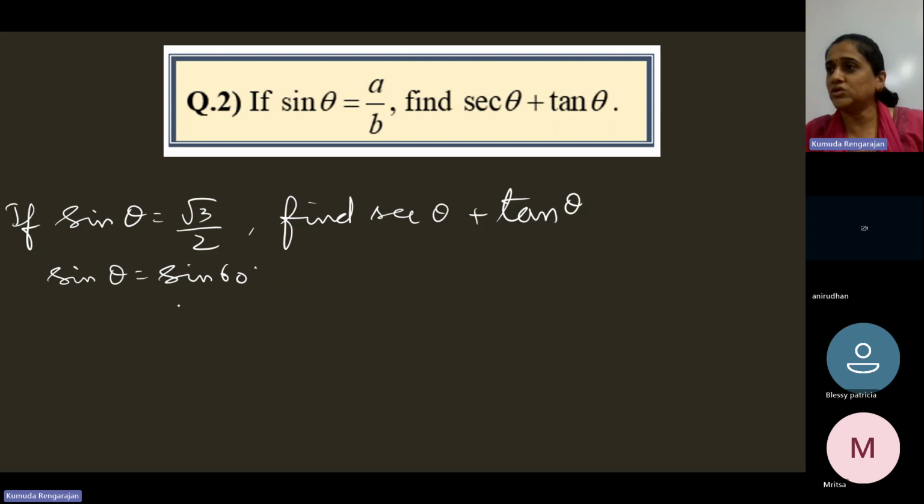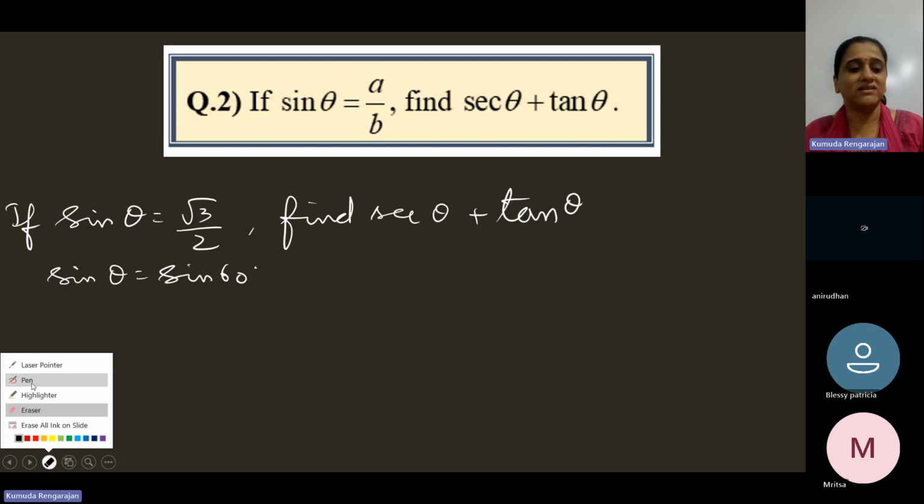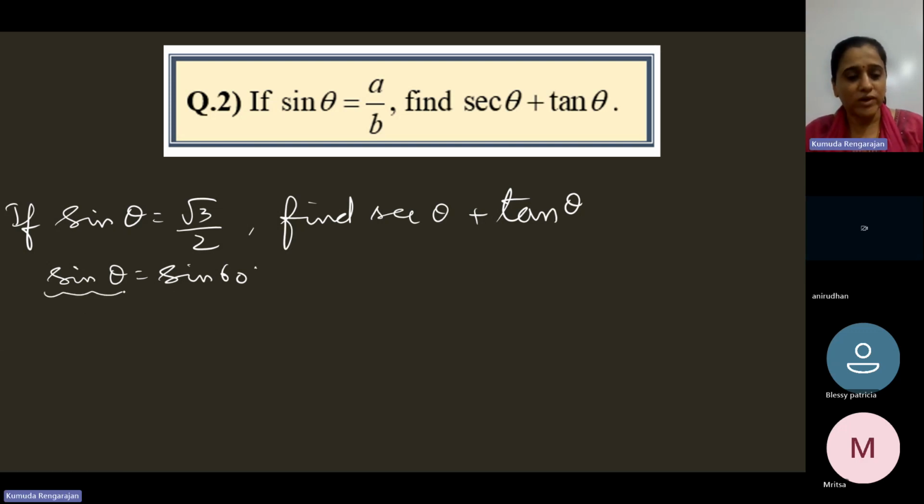So now I'm comparing both the sides. It's not cancelling sine and sine. No, don't cancel sine. I've told you, sine and the angle are inseparable. You cannot cancel. Sine theta is one thing. Sine 60 degrees is one thing. Sine and theta are not separate.